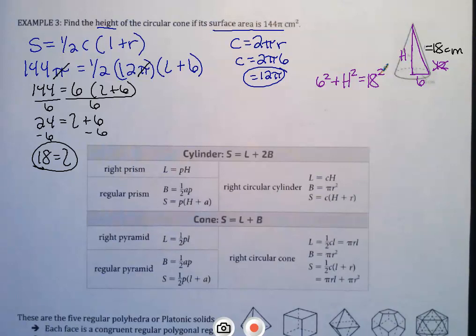8 times 8 would not give you a 6. So do the squares cancel out? The squares do not cancel out, so we have to calculate them. So, right, 36 plus h squared equals 324. Did you figure it out yet? 324. Yeah, that's what I said. Then we subtract 36. We have h squared equals 288.